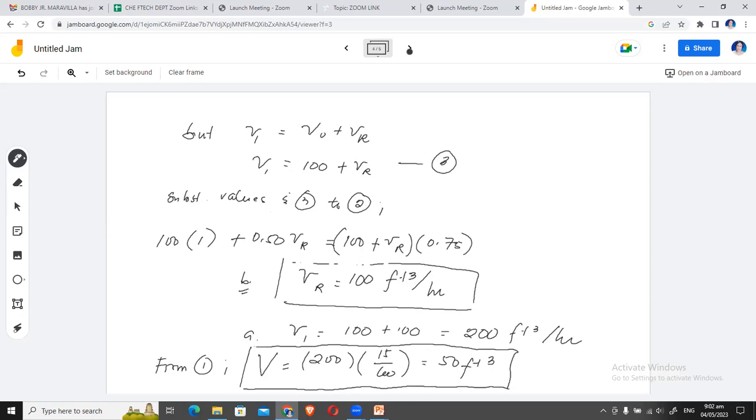Okay? This one is from 3. Do you have any questions so far to the solution?